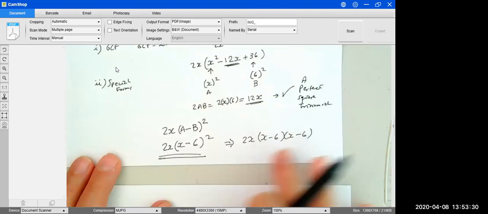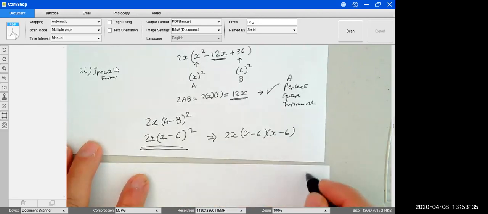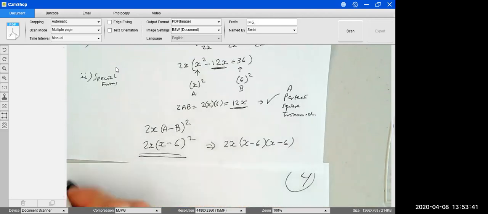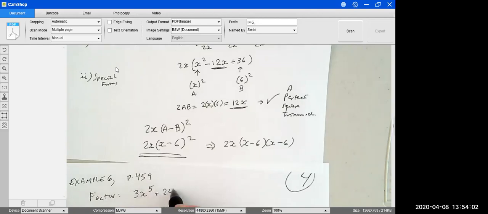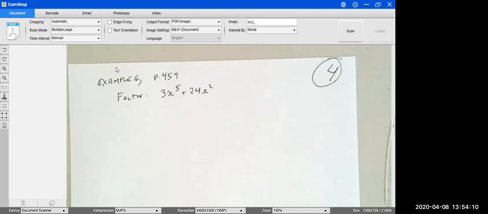Okay, let's continue with another example. So we have example 6. Let's see example 6. That's on page 459. So we're going to factor now a binomial. We're going to factor 3x to the 5th power plus 24x squared. So let's see. That's my next example.